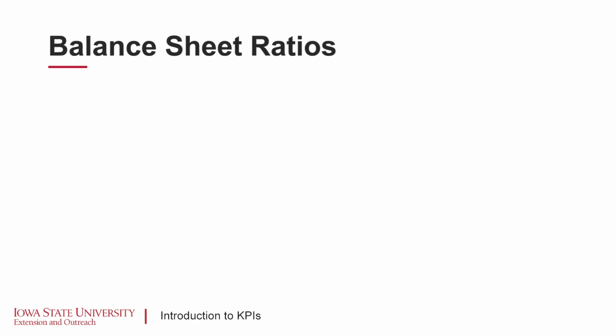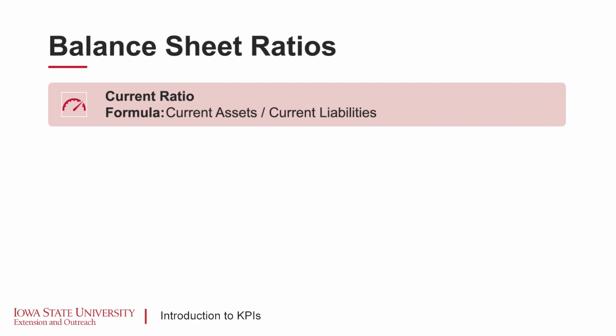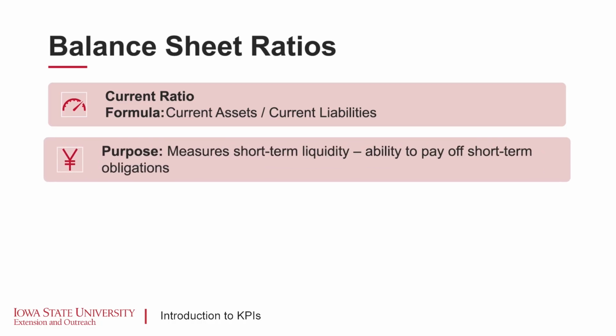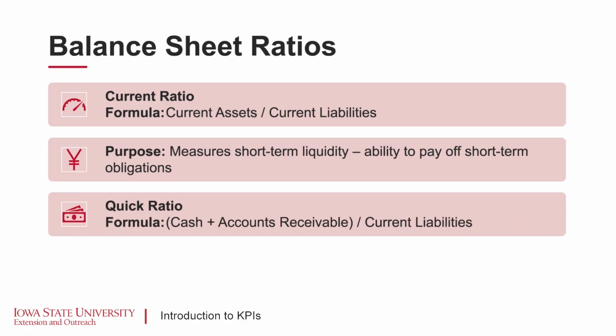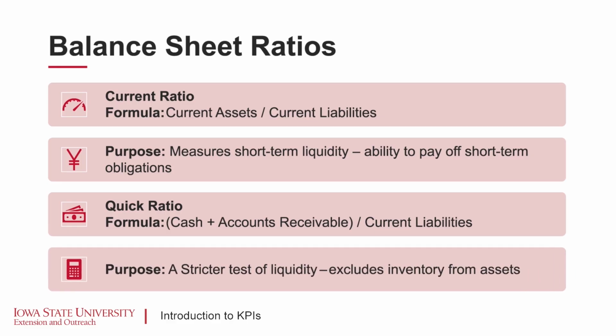Let's start with balance sheet ratios. The current ratio, calculated as current assets divided by current liabilities, measures short-term liquidity, or the ability to pay off short-term obligations. The quick ratio, which is cash plus accounts receivable divided by current liabilities, is a stricter test of liquidity as it excludes inventory from assets.